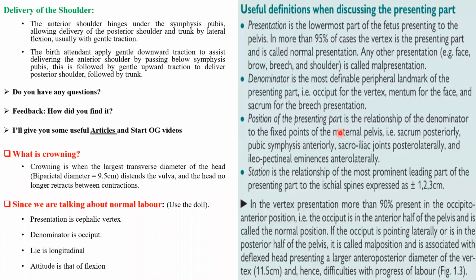So again, delivery of the shoulder: we said the anterior shoulder, once it hinges under the symphysis pubis, the posterior shoulder will be delivered first. But if the birth attendant applies gentle downward traction, he will deliver the anterior shoulder, then it will be followed by delivery of the posterior shoulder and then delivery of the trunk. Am I clear so far, Sam?